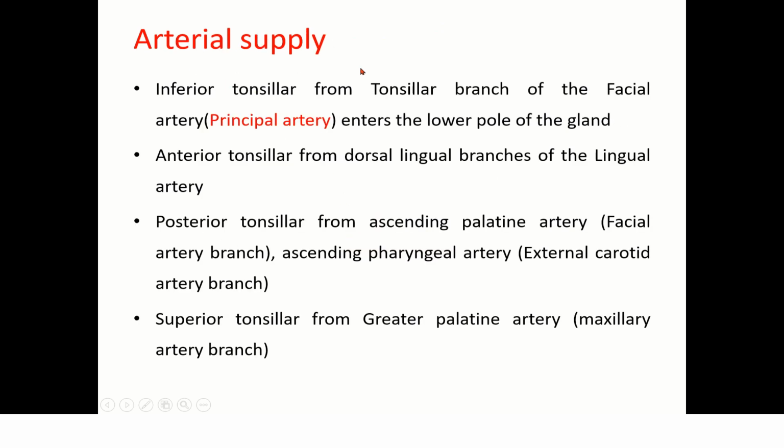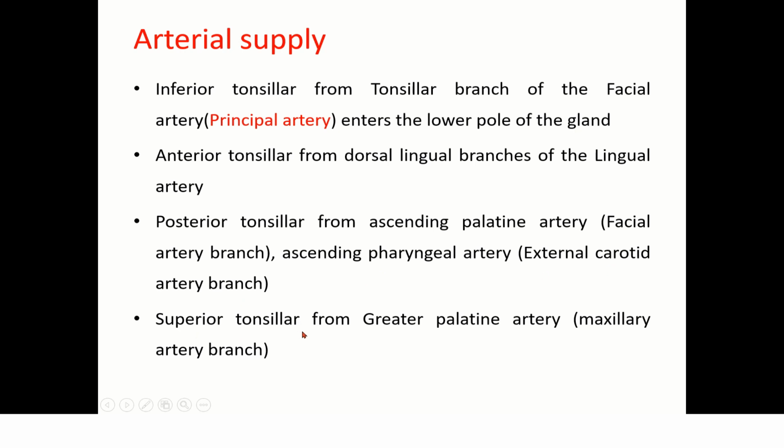So arterial supply, first I am mentioning the inferior tonsillar branch, which is the tonsillar branch of the facial artery. This is the principal artery which enters the lower pole of the gland. Then anterior tonsillar arteries, which are derived from the dorsolingual branches of lingual artery. Then posterior tonsillar branches from ascending palatine, which is a branch from facial artery, and ascending pharyngeal artery, which is a branch from external carotid artery.